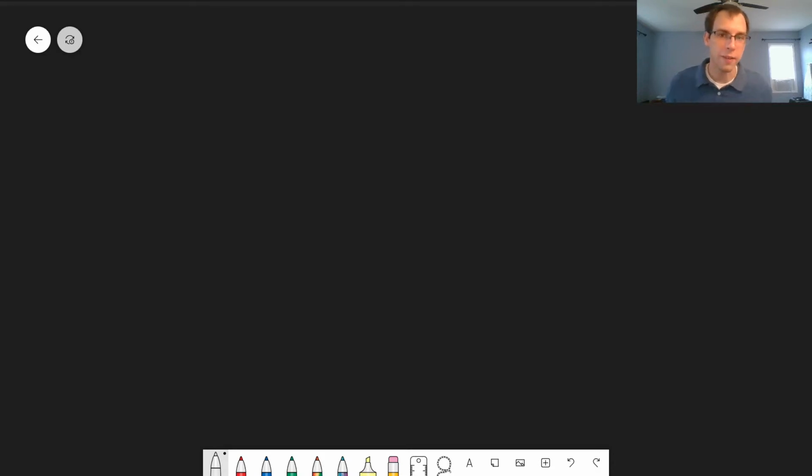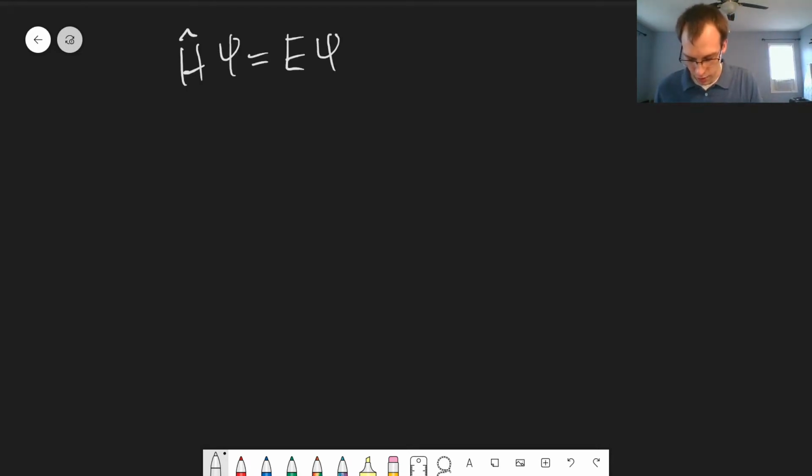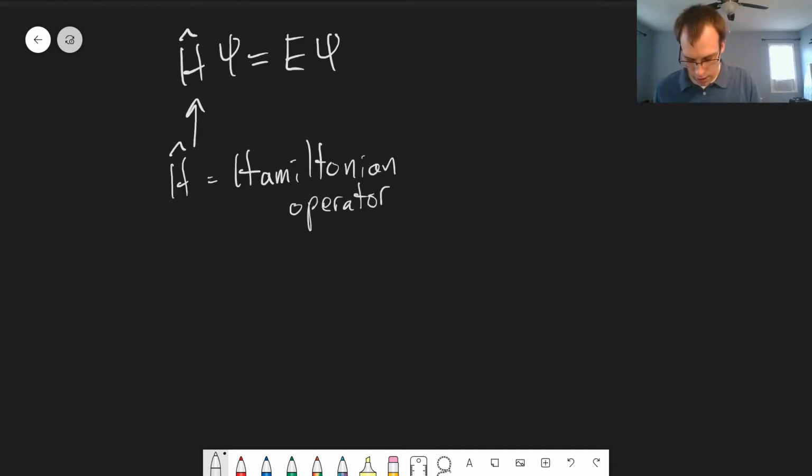The most important eigenvalue equation that we have in quantum mechanics is the Schrodinger equation. If we go back to our H psi equals E psi Schrodinger equation, we see that this is an eigenvalue equation. Our operator is H, or the Hamiltonian operator, is what we call it. And our eigenfunctions are going to be what we call the wave function, our psi functions.